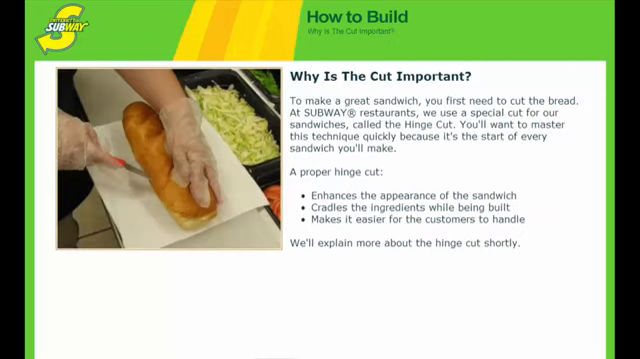To make a great sandwich, you first need to cut the bread. At Subway restaurants, we use a special cut for our sandwiches called the hinge cut. You'll want to master this technique quickly because it's the start of every sandwich you'll make. A proper hinge cut enhances the appearance of the sandwich, cradles the ingredients while being built, and makes it easier for the customers to handle. We'll explain more about the hinge cut shortly.